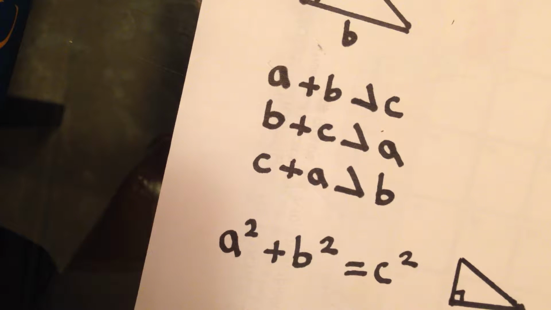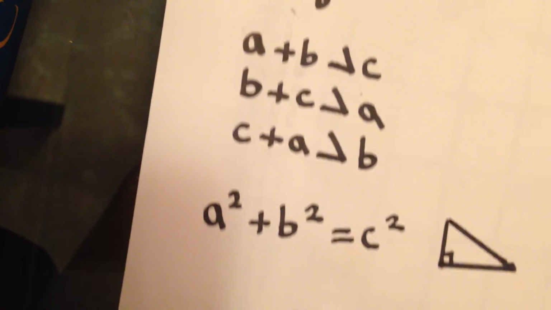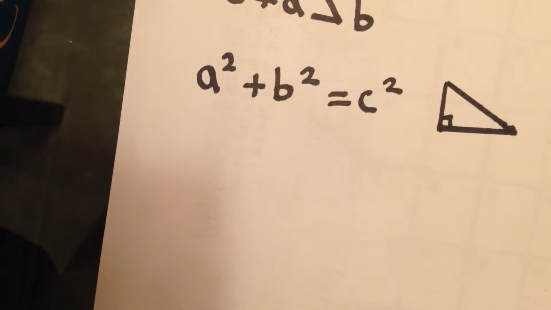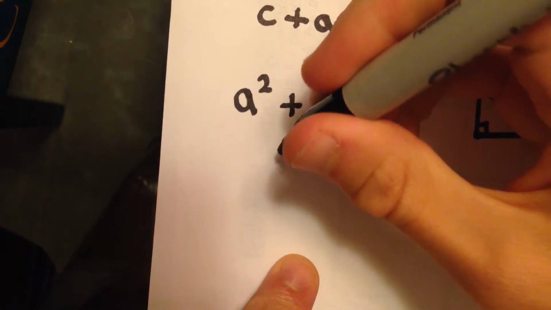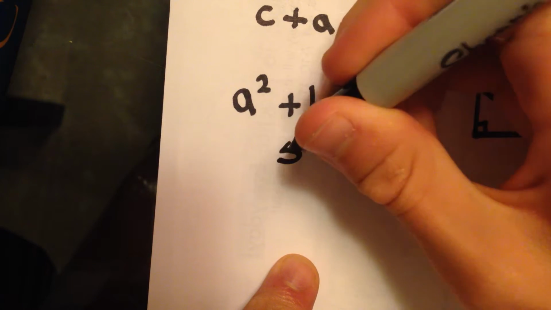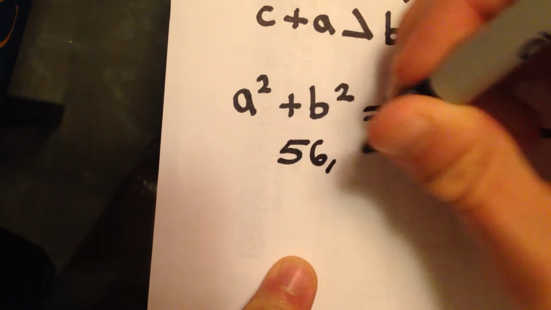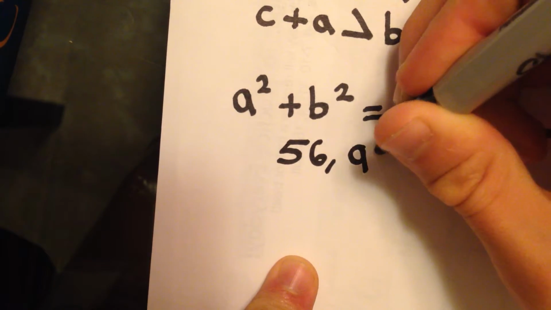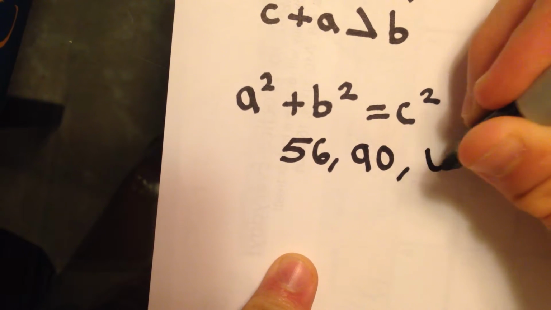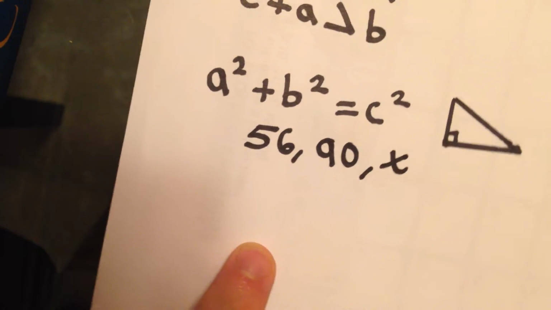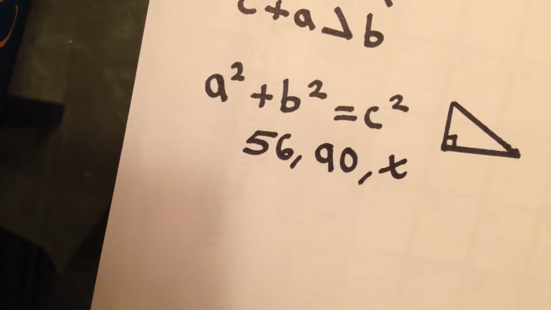Now we're going to do a problem that will test us in both of these categories. We have side lengths of 56, 90, and an unknown value, x. The question is, write the range of values that x can be.